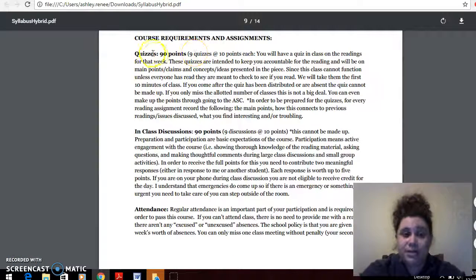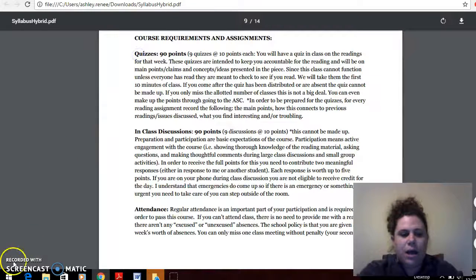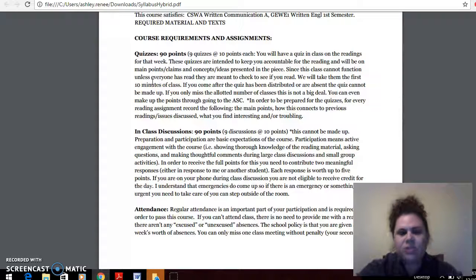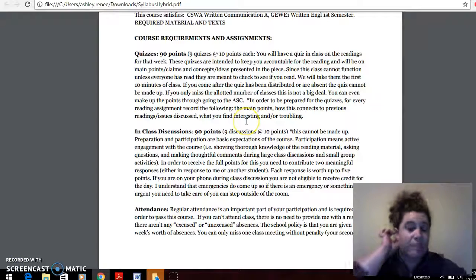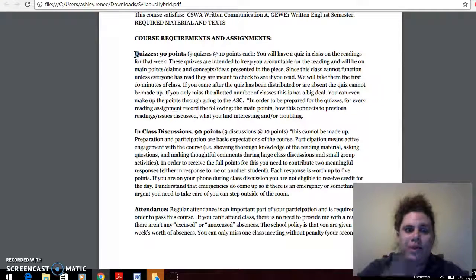Information on the quizzes is under course requirements and assignments. The quizzes ask students very general questions about the author's main claims, main points, main concepts talked about. They're basically just to keep students accountable for reading. And all of the quizzes that the students will be taking in the hybrid class will be in class. So the dates for when each quiz is are under the docket.